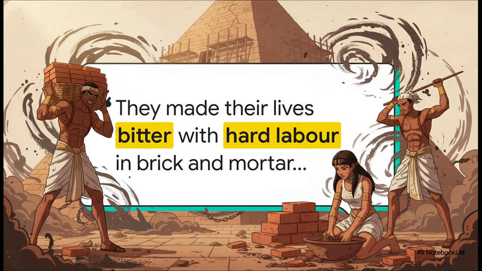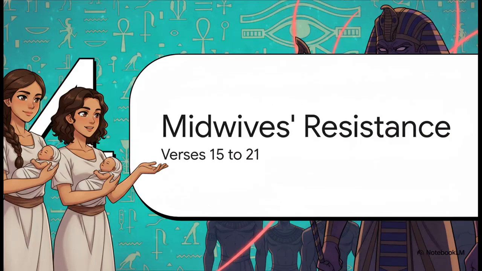Since Plan A was a bust, the Egyptians escalate things. Verses 13 and 14 describe this really brutal reality. They made their lives bitter with crushing, hard labor, working with mortar, brick, and all sorts of relentless agricultural work out in the fields. It was an all-encompassing, ruthless physical slavery designed to totally break them. Part 4. The Midwives' Brave Resistance, verses 15 to 21.